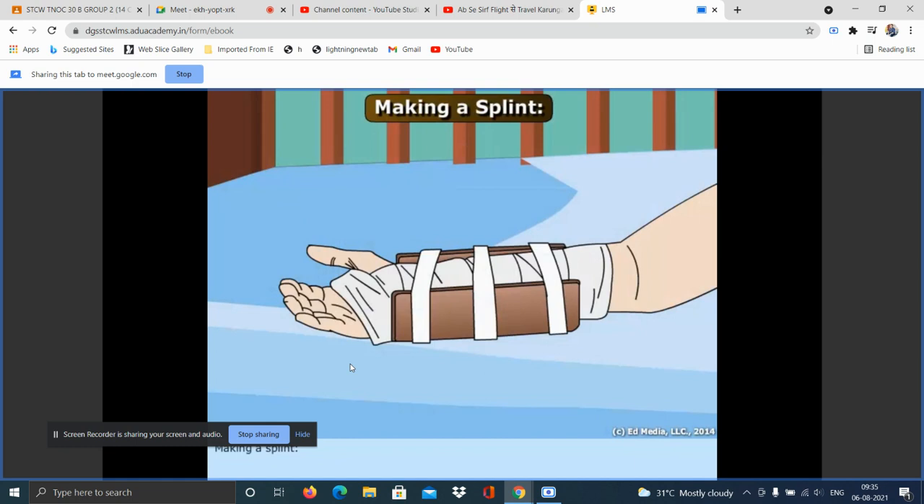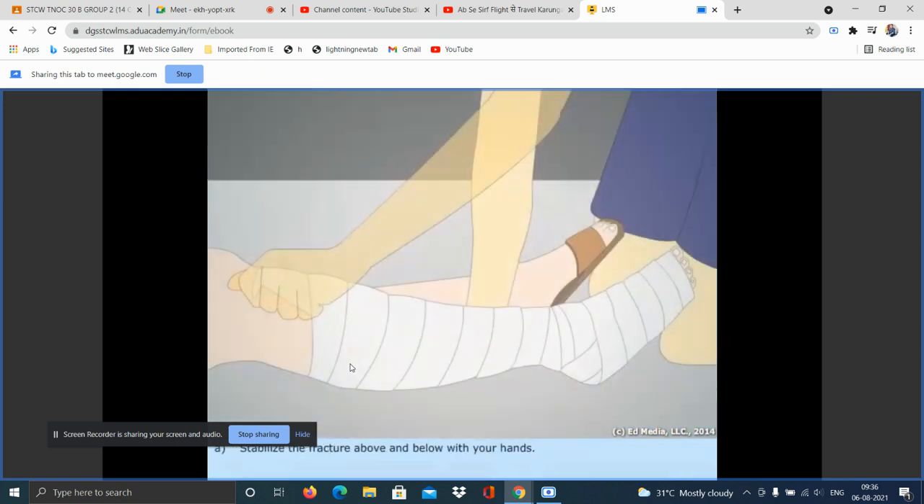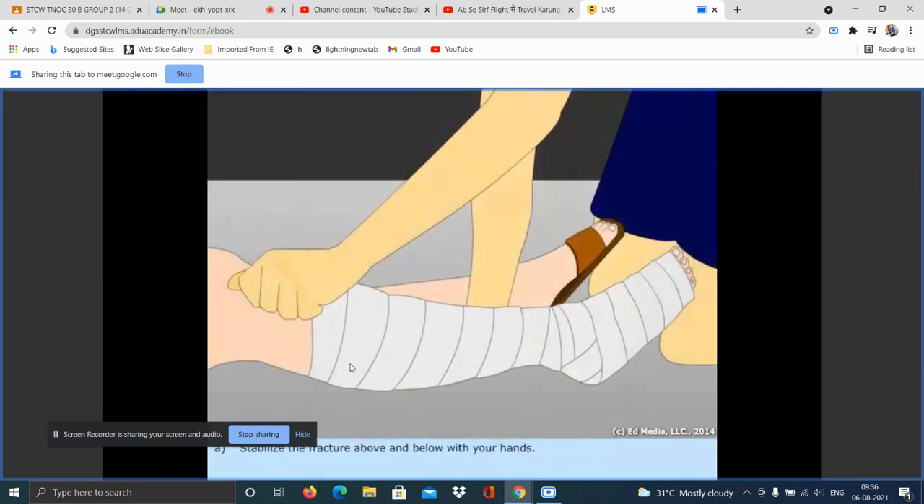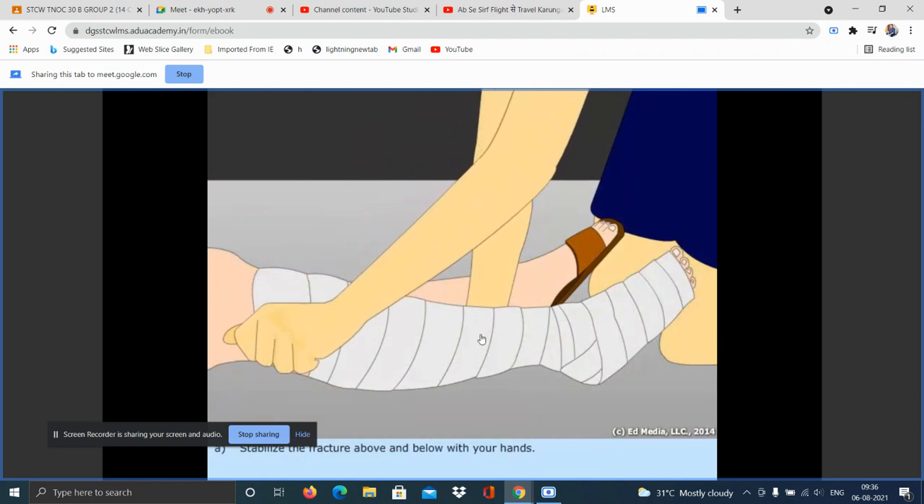Making a splint. 1. The rules of splinting are: A. Stabilize the fracture above and below with your hands.